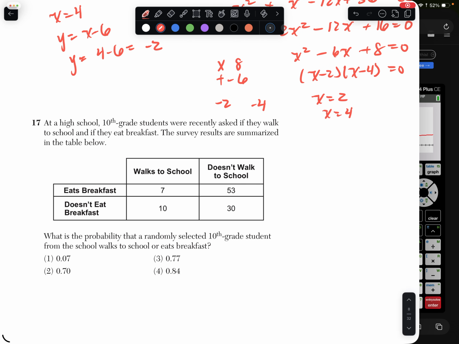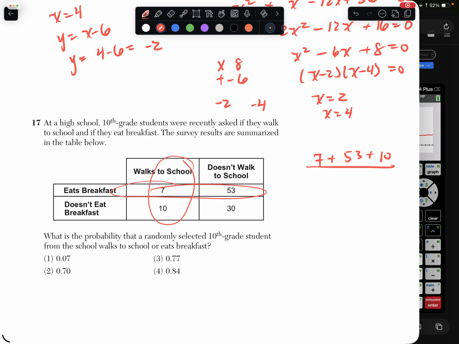At a high school, 10th grade students were recently asked if they walk to school and if they eat breakfast. The results are summarized in the table below. So we have a two-way table here. What's the probability that a randomly selected 10th grader from the school walks to school or eats breakfast? So it's all of these here. So we have 7 plus 53 plus 10, and now over the total.